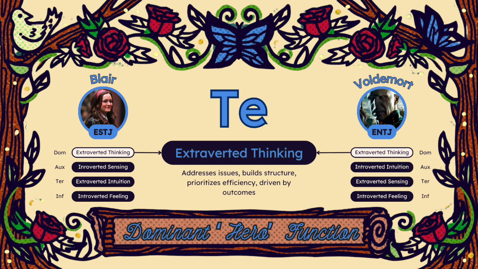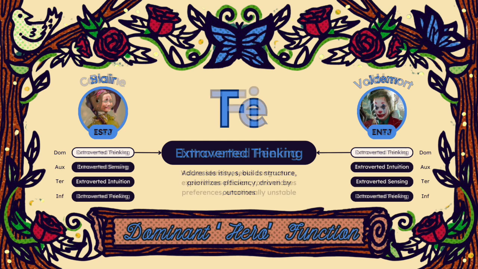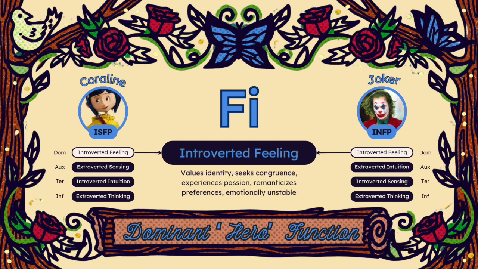The inferior function to extroverted thinking is introverted feeling. The two Myers-Briggs types that use introverted feeling as a dominant function are ISFP and INFP. ISFP Coraline Jones from Coraline and INFP Arthur Fleck from Joker illuminate the dominant function of introverted feeling, marked by a deeply personal and identity-driven approach.